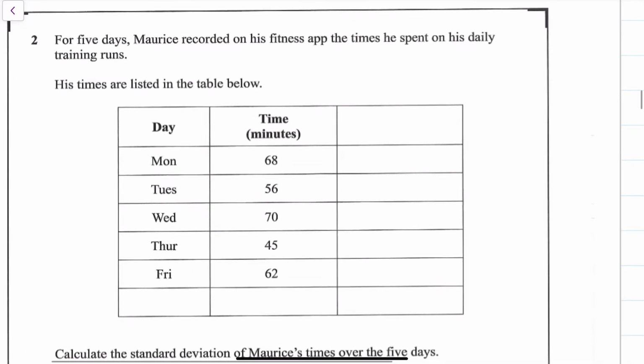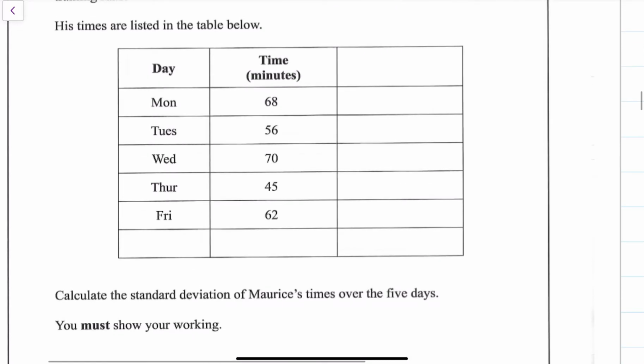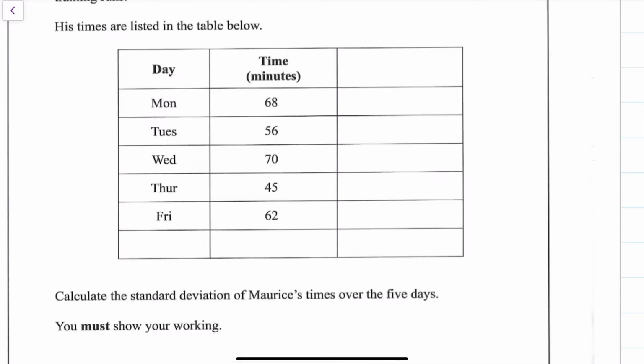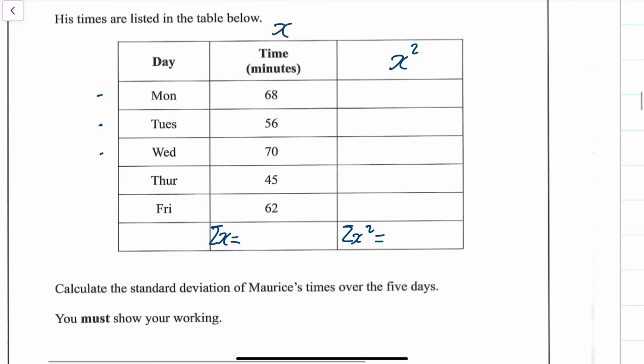Question 2 says, for 5 days, Morris recorded on his fitness app the times he spent on his daily training runs. His times are listed in the table below. Calculate the standard deviation of Morris's times over the 5 days. So these are his times, so these are the x values. You want to have an x squared column as well, and then we will need sigma x and sigma x squared, and as there's 1, 2, 3, 4, 5 days, n is equal to 5.